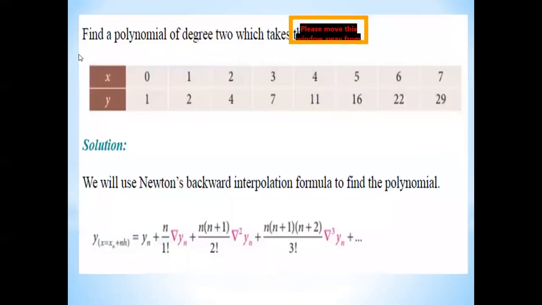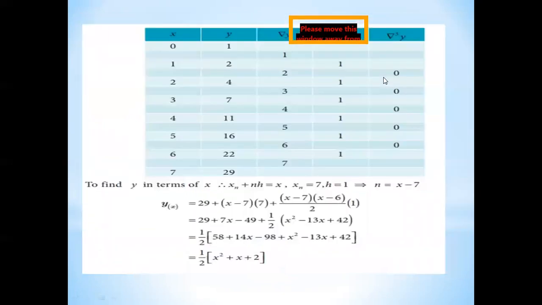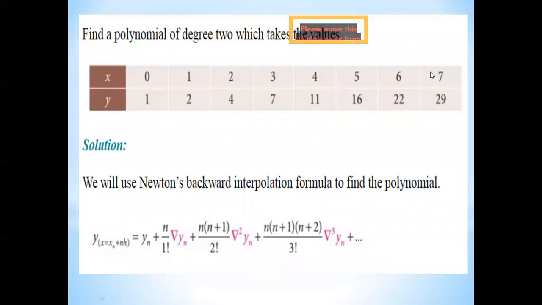So next problem, find a polynomial of degree 2 which takes the values x equal to 0, 1, 2, 3, 4, 5, 6, 7 and y values 1, 2, 4, 7, 11, 16, 22 and 29. Here they are not mentioning the value of y corresponding to a particular x. They are asking to find the polynomial. So here we can consider Newton's backward or forward interpolation formula, any one of them. Now here we are using Newton's backward interpolation formula and we have to find the value for n.